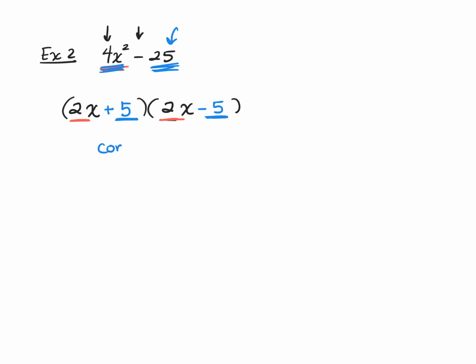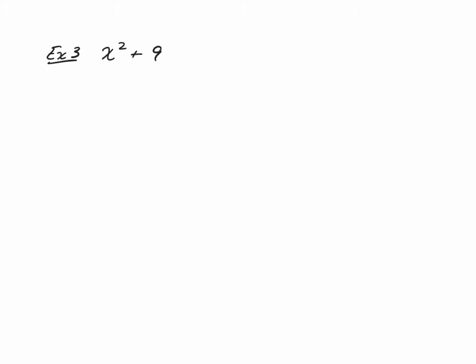And again, these are what we call conjugate pairs. Conjugate pairs are just an important name. You're going to hear it often when you're in your Algebra 2 class. On to the next example.